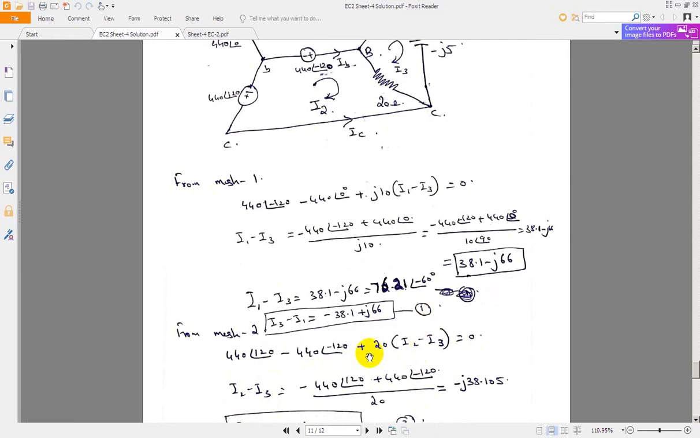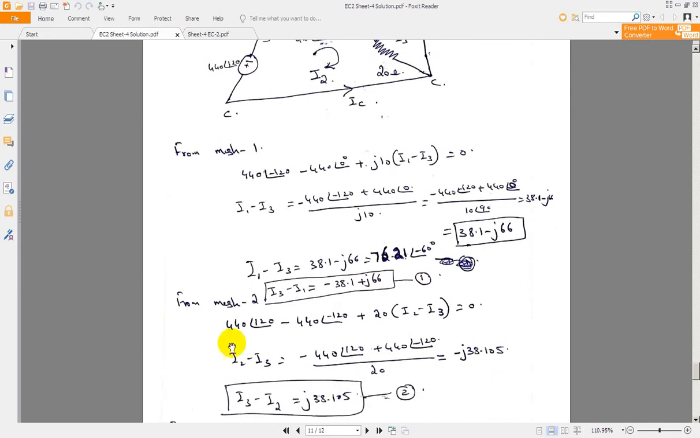From this equation, let us evaluate I2 minus I3. If you evaluate I2 minus I3, you will get minus 440 at an angle of 120 plus 440 at an angle of minus 120, divided by 20, which is equal to minus J38.105. So from here you can write I3 minus I2 is equal to J38.105. Actually here we have evaluated I2 minus I3, which is equal to minus J38.105.